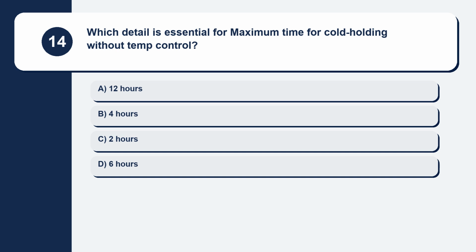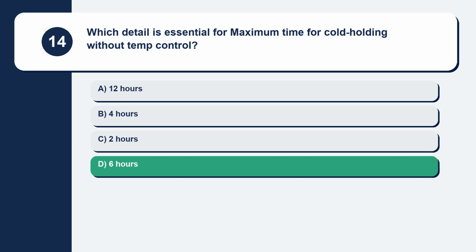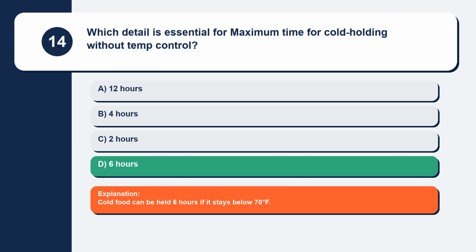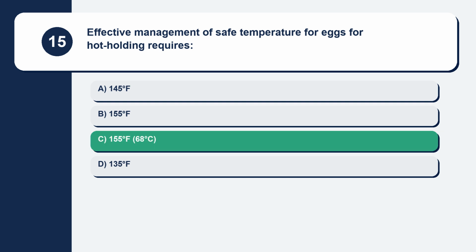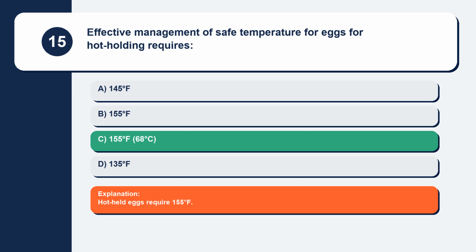Question 14. Which detail is essential for maximum time for cold holding without temperature control? 12 hours, 4 hours, 2 hours, 6 hours. Cold food can be held 6 hours if it stays below 70 degrees Fahrenheit. Question 15. Effective management of safe temperature for eggs for hot holding requires: 145 degrees Fahrenheit, 155 degrees Fahrenheit, 155 degrees Fahrenheit, 68 degrees Celsius, 135 degrees Fahrenheit. Hot-held eggs require 155 degrees Fahrenheit.